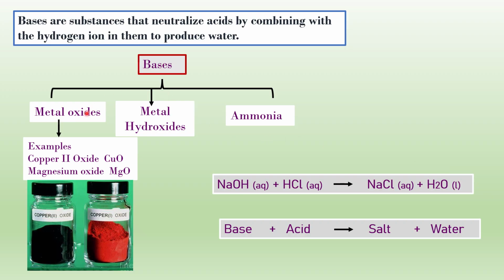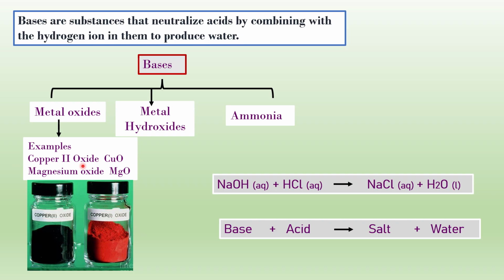Bases can be metal oxides such as copper 2 oxide and magnesium oxide. They can be metal hydroxides such as NaOH, and also ammonia is a base. Ammonia is NH3. Now here we have two examples of metal oxides which act as a base.